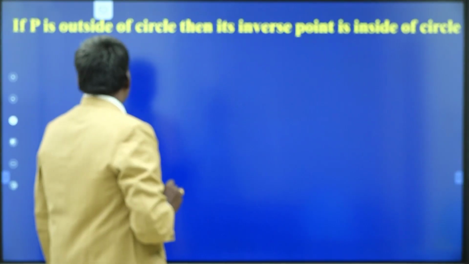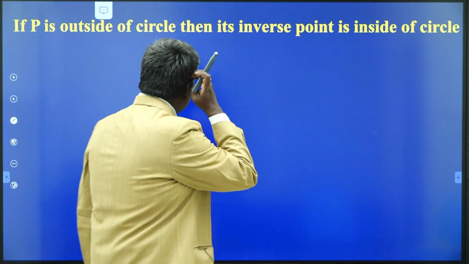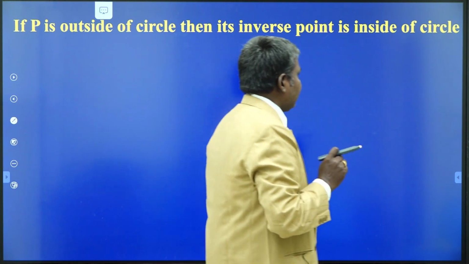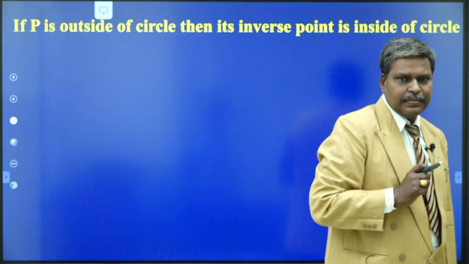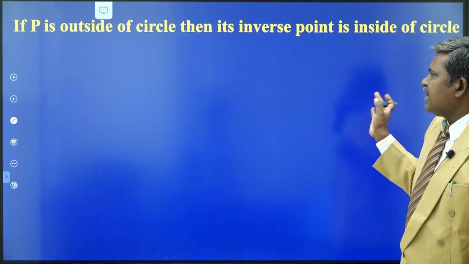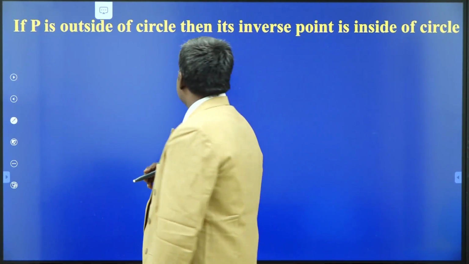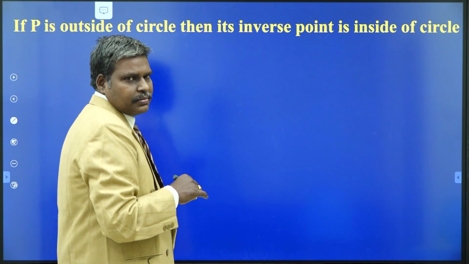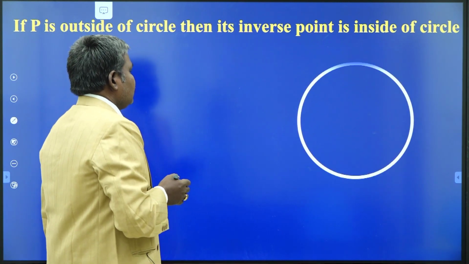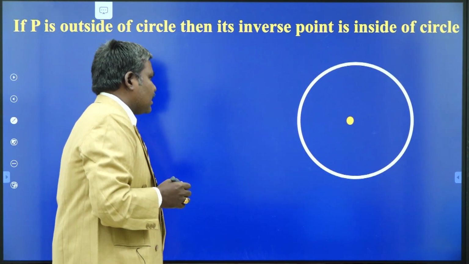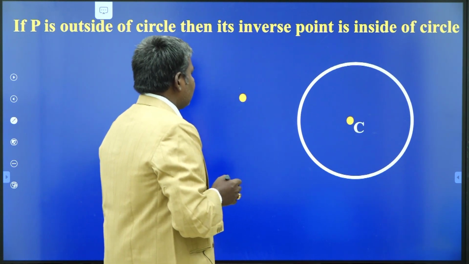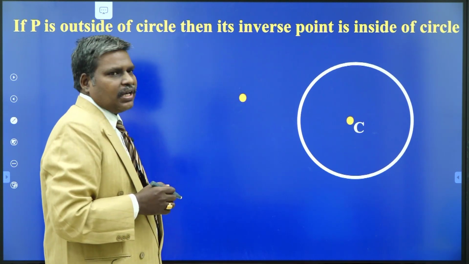Next one. If P is outside of the circle, then its inverse point is inside of the circle. What is here? If P is outside of the circle, then its inverse point is inside of the circle. It is also obviously correct. This is the circle. This is the center of the circle, C. This is the point which is outside of the circle.